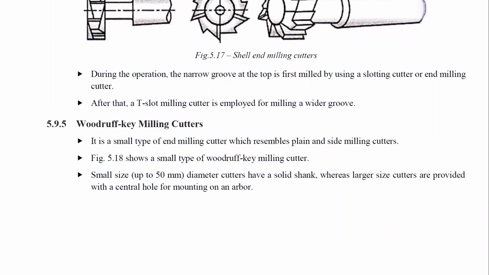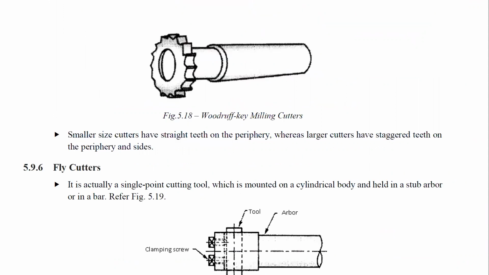Next one is Woodruff key milling cutters. It is a small type of end milling cutter which resembles plain and side milling cutters. Figure shows a small type of Woodruff key milling cutter. This one is the Woodruff key milling cutter.